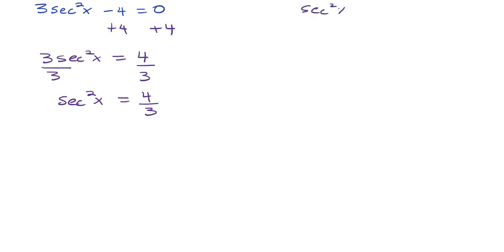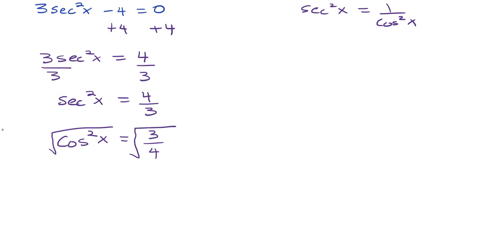So what I'm going to do here, because I know that secant squared x is the same as 1 over cosine squared x, I'm just going to do an inverse here. So we're going to have cosine squared x equal to 3 over 4. So now we're going to find the square root of this right here. And the reason why I like to do this is because I know most of us learn the unit circle with sine, cosine, tangent. So there's no point overcomplicating things. So we have here cosine x is equal to the square root of 3 over 2.